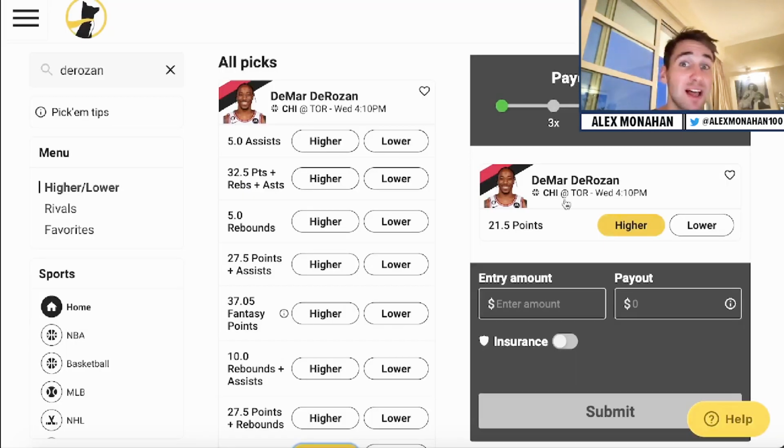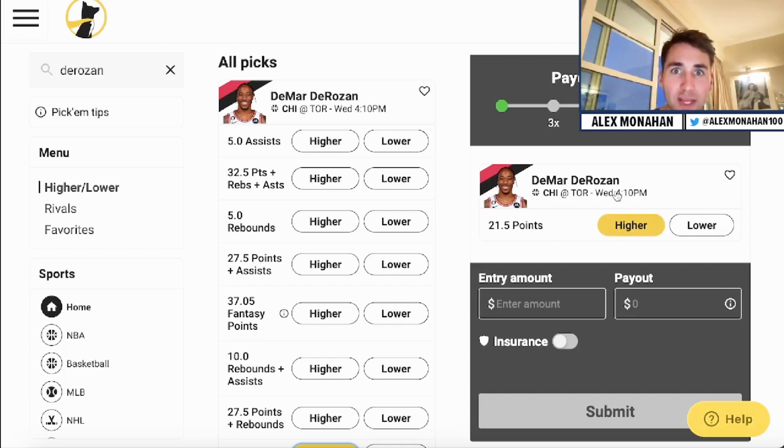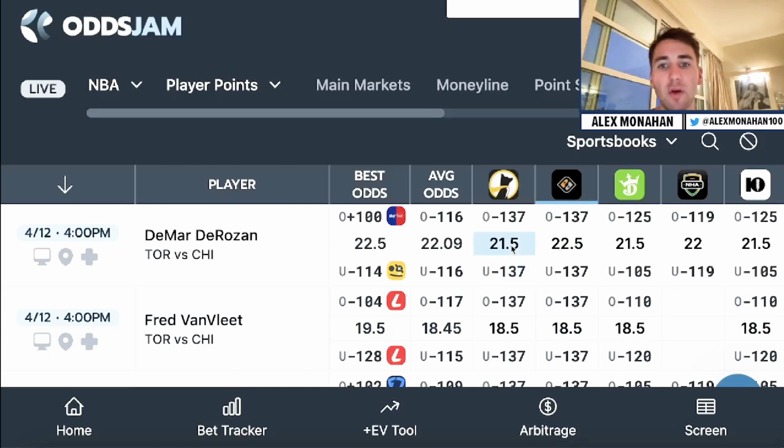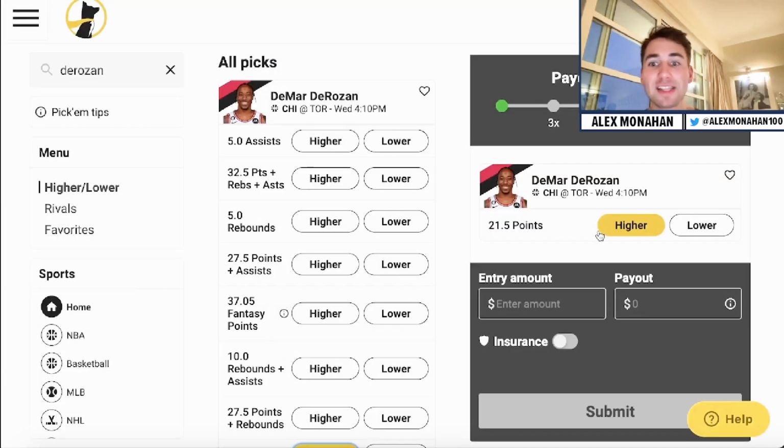Underdog Fantasy has his line at 21.5. So of course, if you want to bet on Derozan to go over in points, you should bet that on Underdog Fantasy. Why would you bet over 22.5 points if you can get over 21.5 points on Underdog Fantasy, right? So if we switch back to the screen, you're going to notice Underdog Fantasy is a point lower than PrizePicks. So if you want to take Derozan's over, you should be betting at the lower number. You should be betting this on Underdog Fantasy over 21.5.